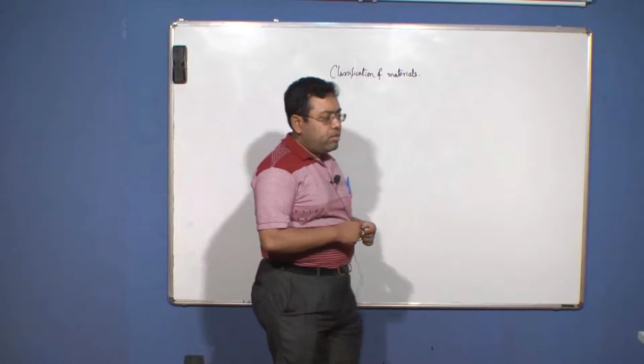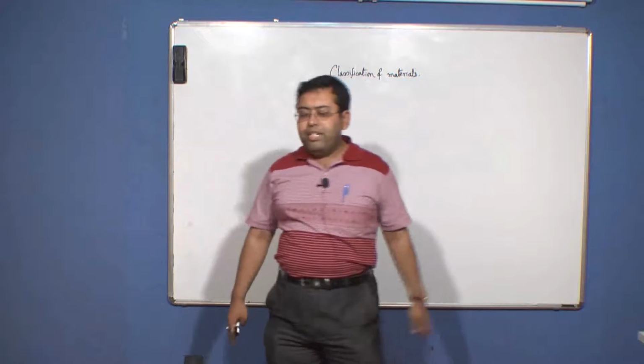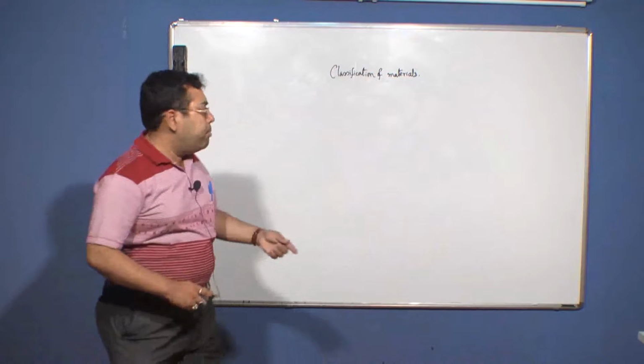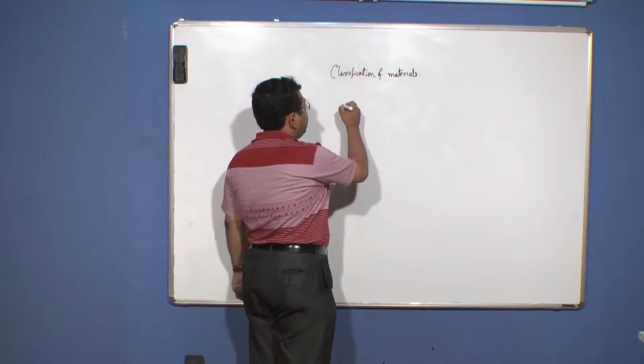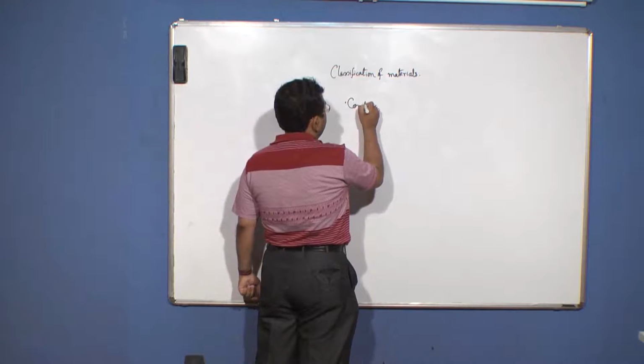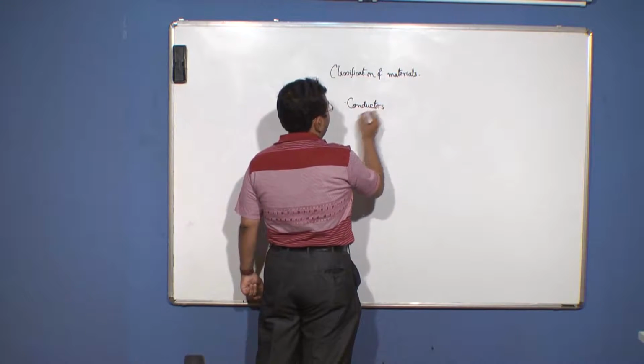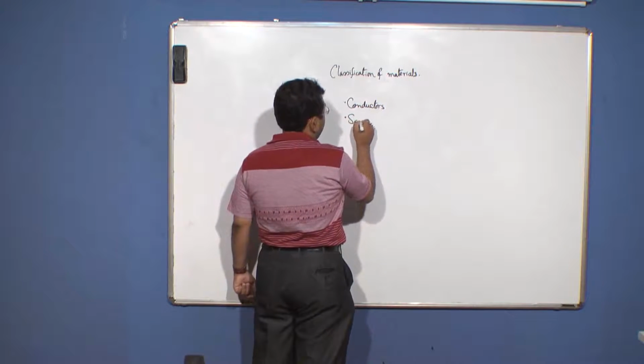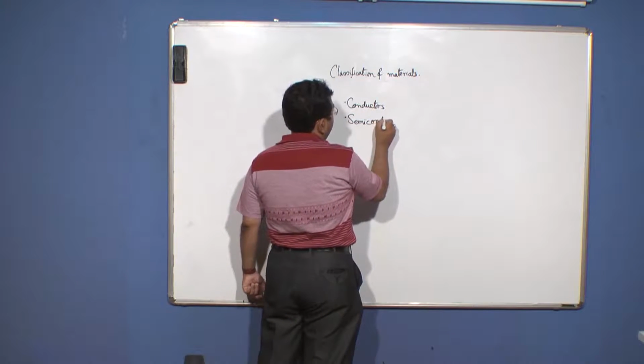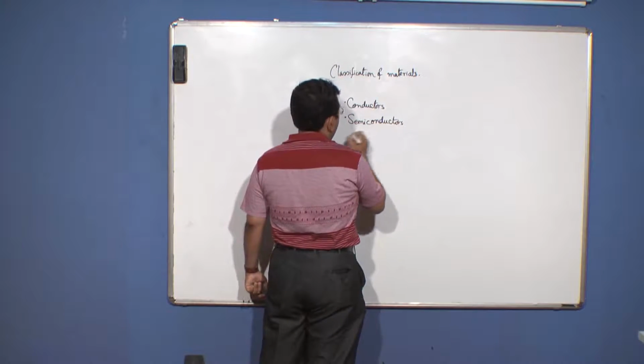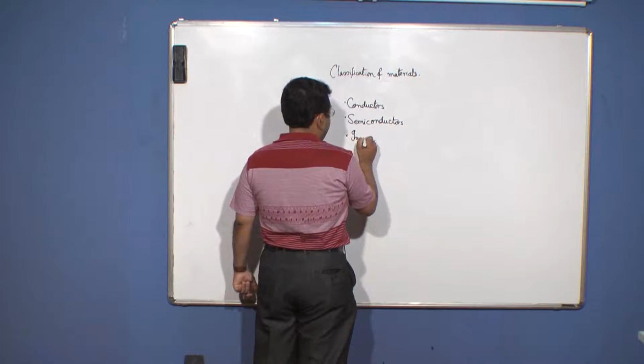So, today we shall learn to classify materials on the basis of their conductivity. Materials are basically classified into three classes: conductors, semiconductors, and insulators.